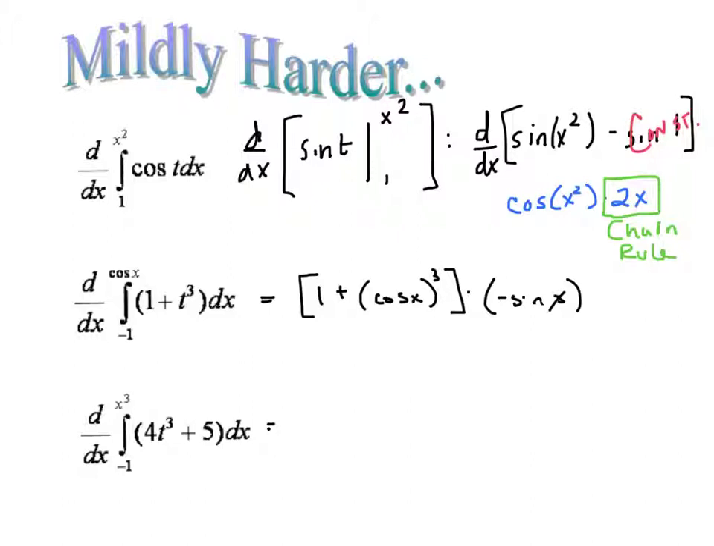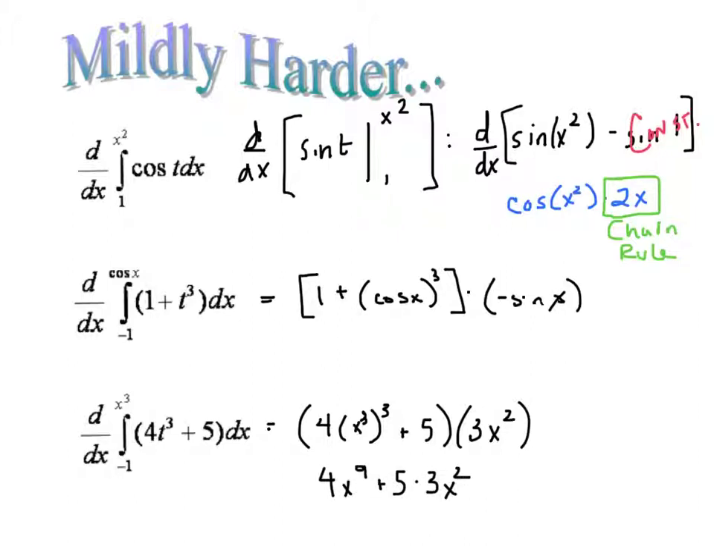Here, we replace the t with an x cubed. This becomes x cubed cubed. Then we have to multiply by the derivative of the bound, which is 3x squared. Be very careful with your parentheses here. Make sure you're putting your function in parentheses. I'll oftentimes see people say, okay, it's 4x to the 9th plus 5 times 3x squared. This is not correct, because that makes it look like only the 5 is being multiplied by 3x squared. That's not the case. The entire function needs to be multiplied by the derivative of the bound.